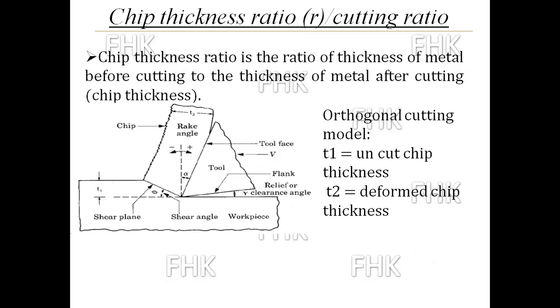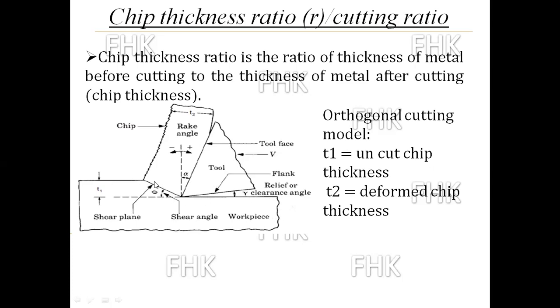First of all, chip thickness ratio, which is denoted by small alphabet r. This is also called cutting ratio in some books. So chip thickness ratio is the ratio of thickness of metal before cutting to the thickness of metal after cutting, that is chip thickness. So in this figure, you can see the tool applies force on the workpiece material.